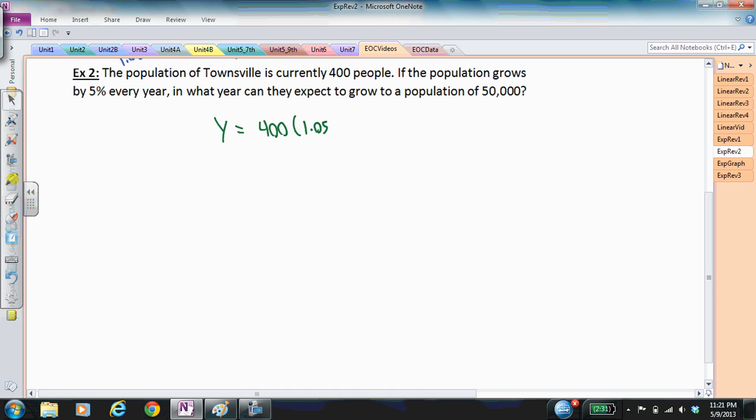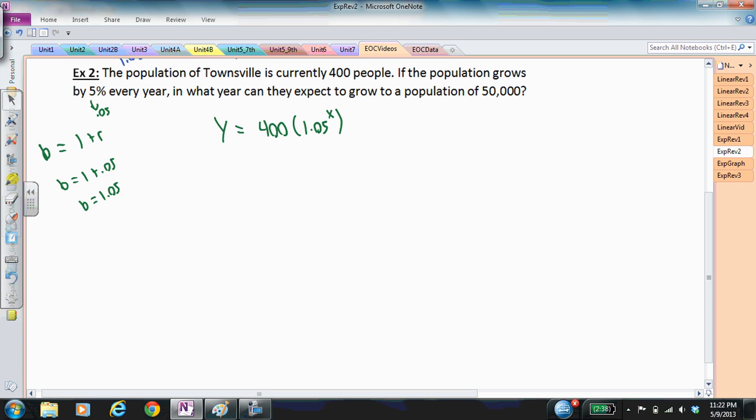And how do I know that? Because b equals 1 plus the rate. And in this case, the rate is 0.05. So that's 1 plus 0.05, which is 1.05. So it's 400 times 1.05 raised to the power of x.